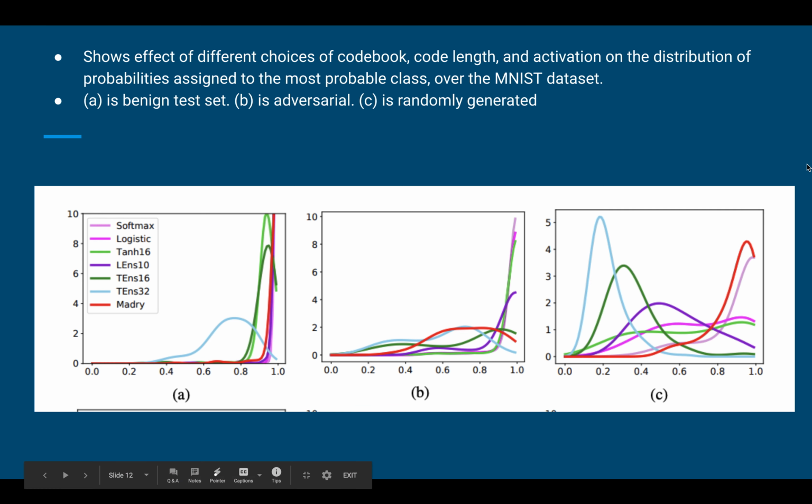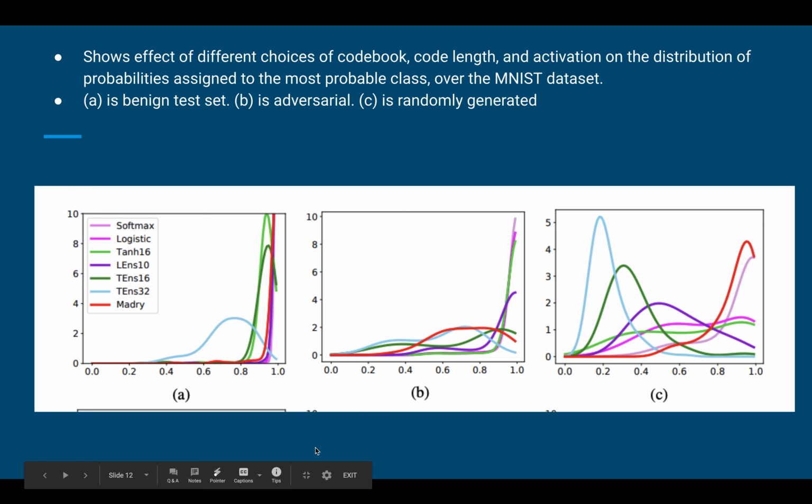Experimentally, these plots show the effects of different choices of codebook, code length, and decoding scheme on the distribution over examples of the probability assigned to the most probable class, where each line in the plot is produced by a different model. Figure 8 depicts this distribution over A benign examples, B adversarial examples, and C randomly generated examples. Concretely, for benign examples, almost all models shown here by these colored lines put over 90% probability mass in the most probable class. So almost all models are over 90% sure of their prediction, essentially.